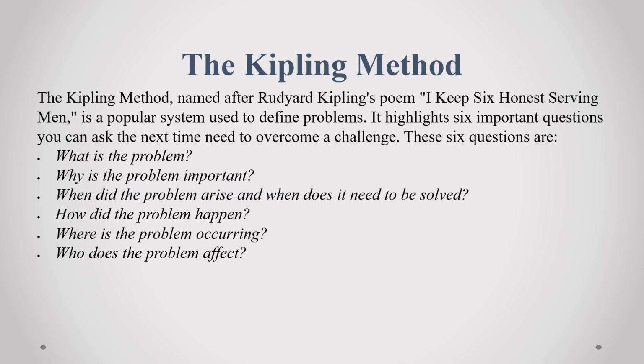Remember the old Kipling method. The Kipling method is named after Rudyard Kipling's poem, I Keep Six Honest Serving Men. He highlights six important questions that you need to ask to solve a problem. That is, what is the problem? Why is the problem important? When did the problem arise, and when does it need to be solved? How did the problem happen? Where is the problem occurring? And who does the problem affect?